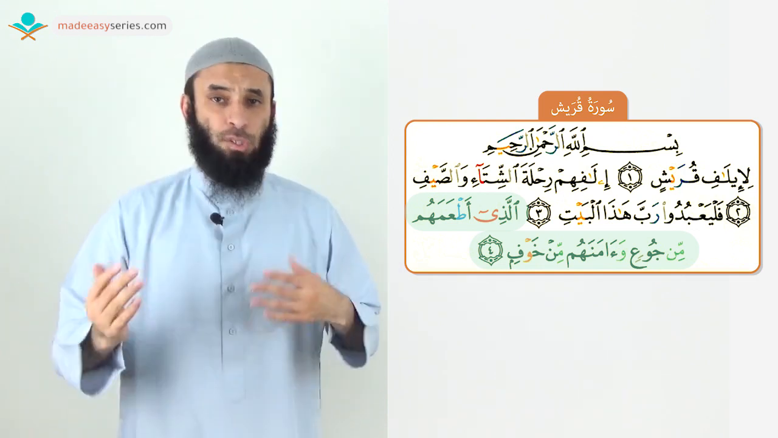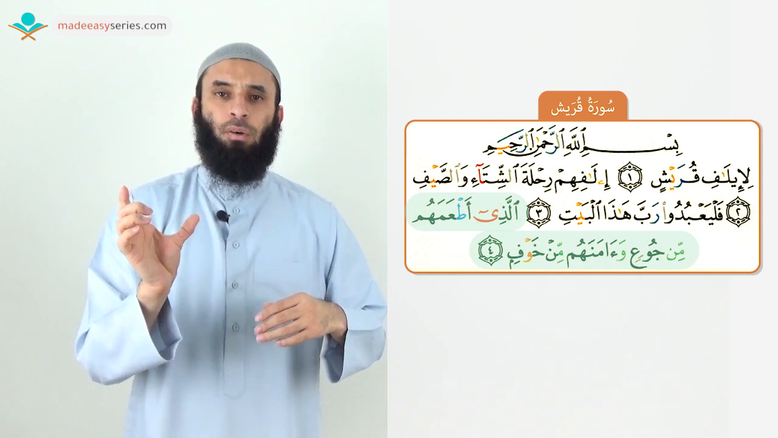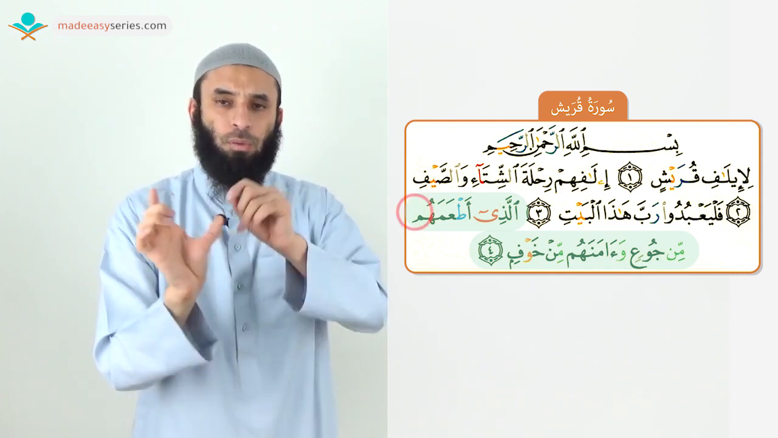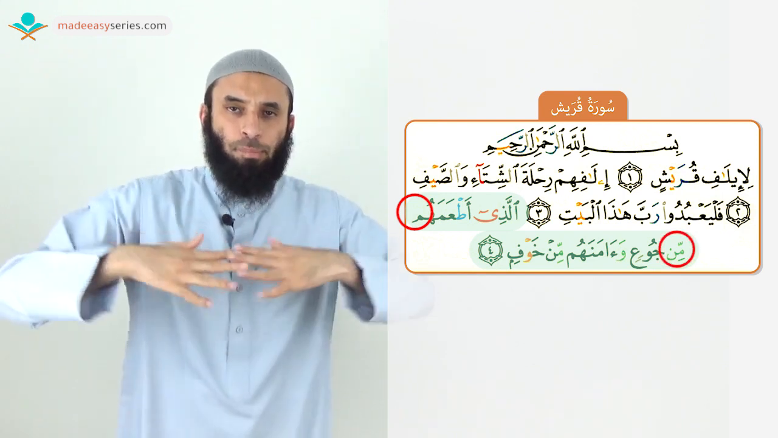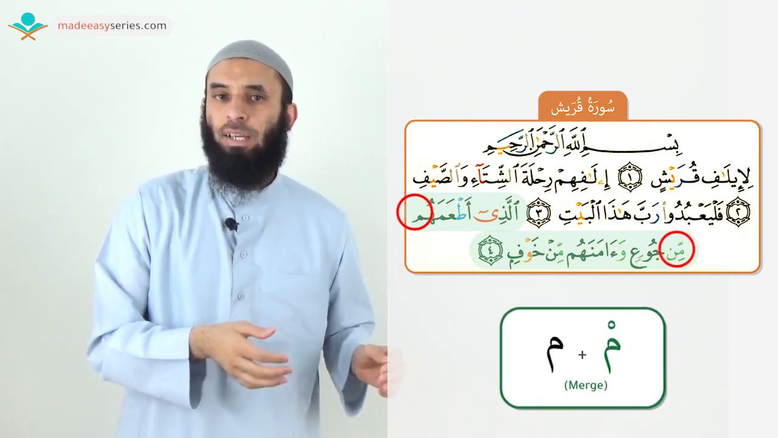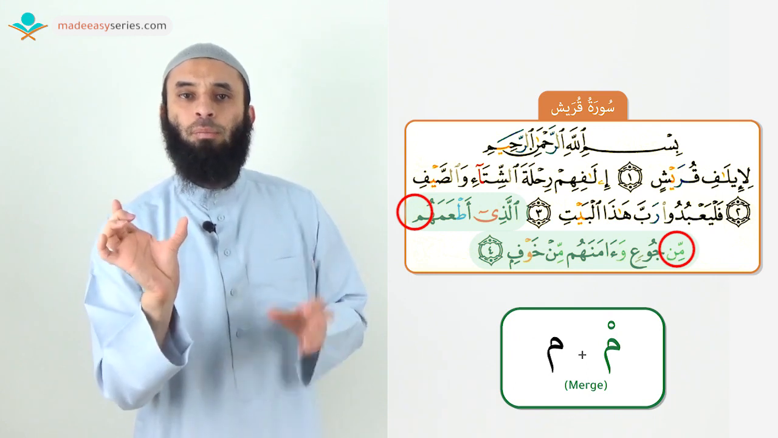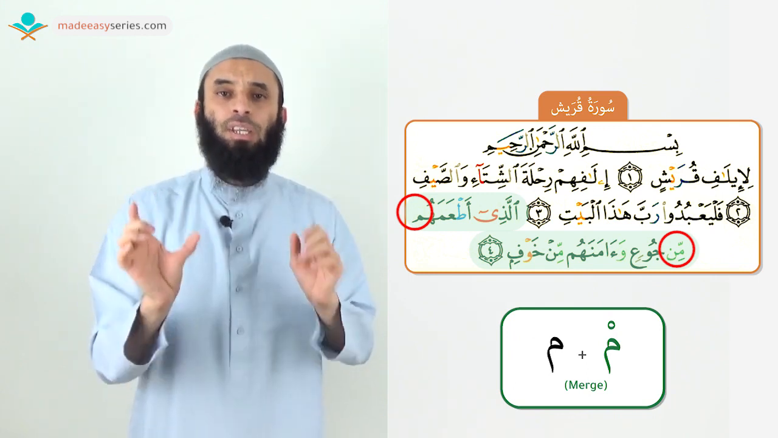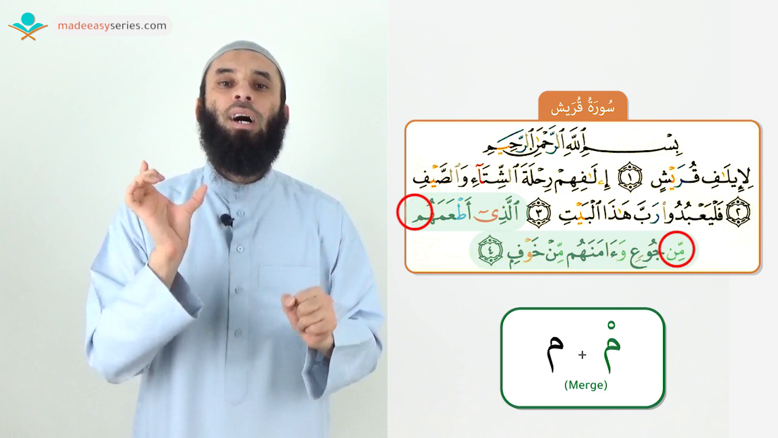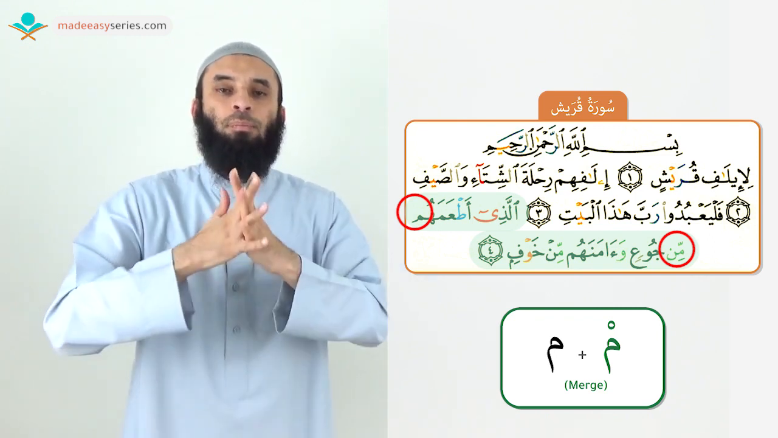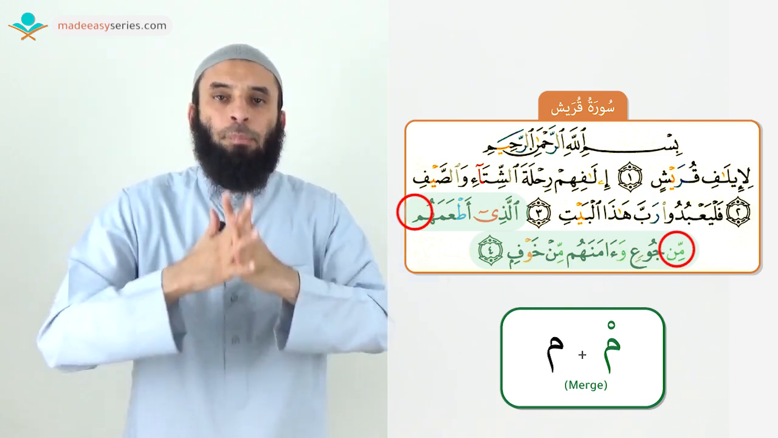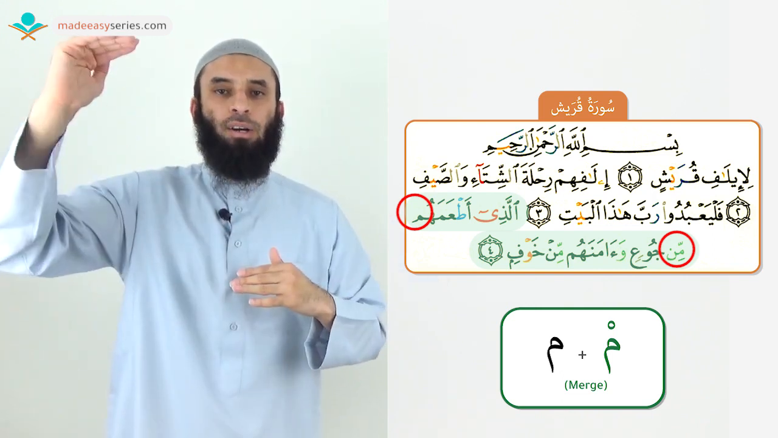Now idgham just means when we have 2 mims. The first one with the sukoon non-vowel, the second one with the vowel, we merge the 2 together. Just like this example. الذي أطعمهم من. So instead of saying أطعمهم من, we merge them together. أطعمهم من.